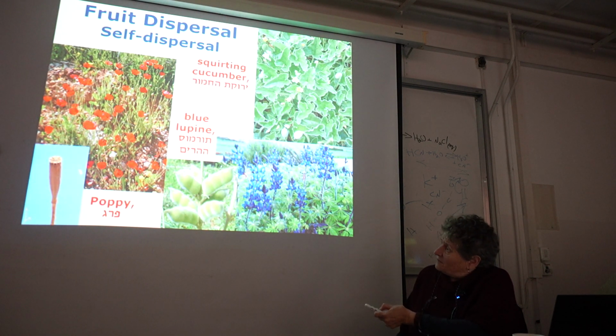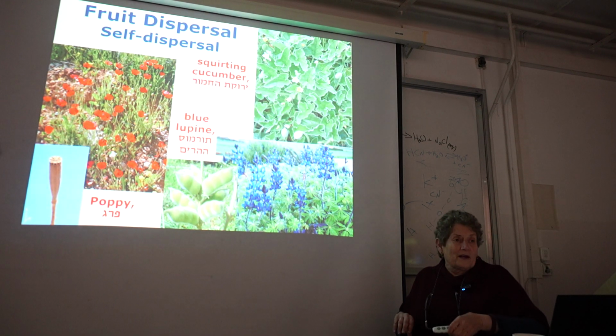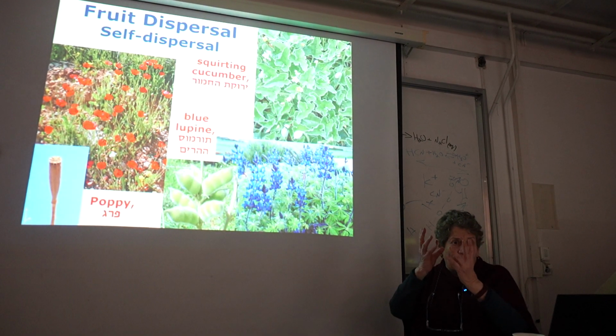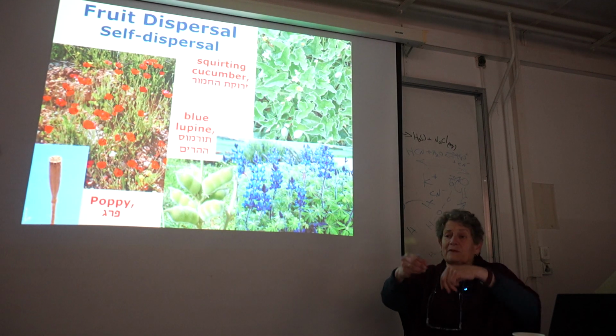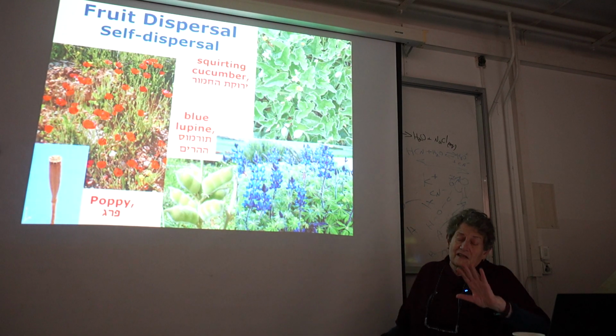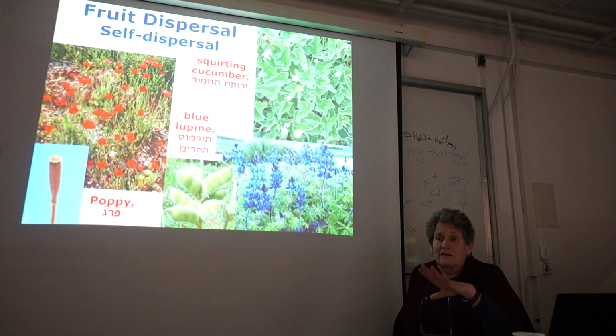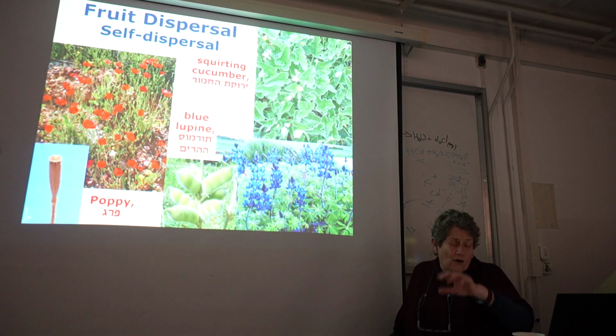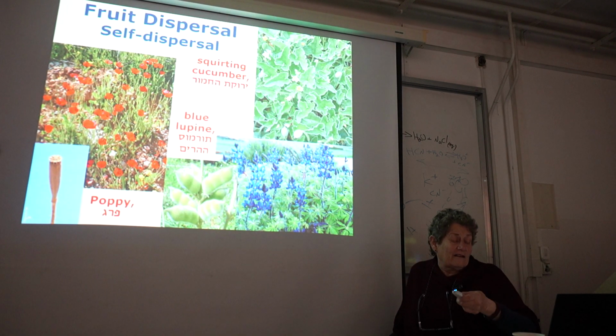Poppies, this is what their fruit looks like, and what it does is it just dries, and when it dries, it opens up, and the seeds disperse right next to the parent plant. In other words, they can't get far away.